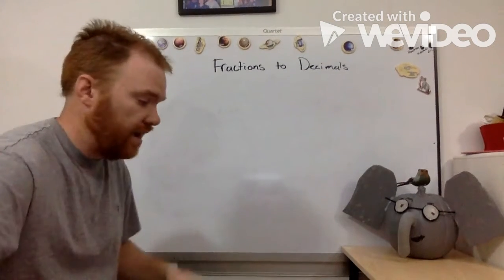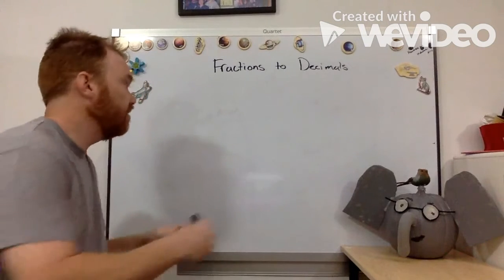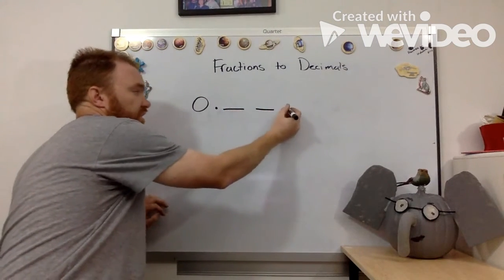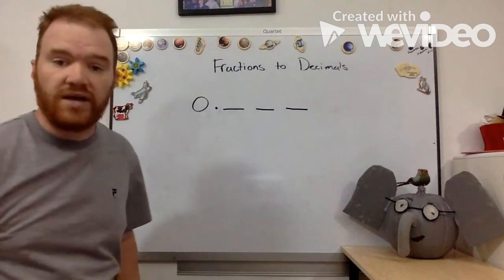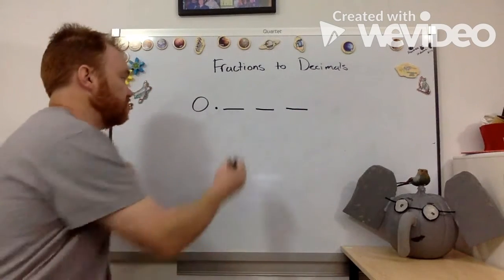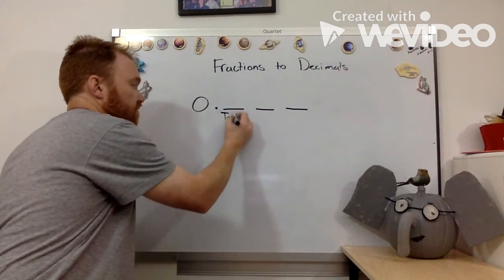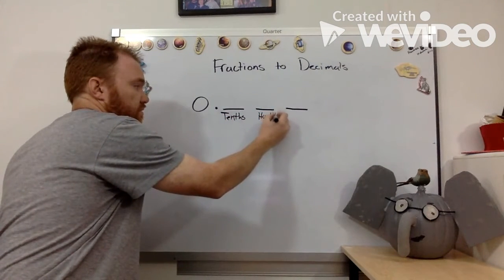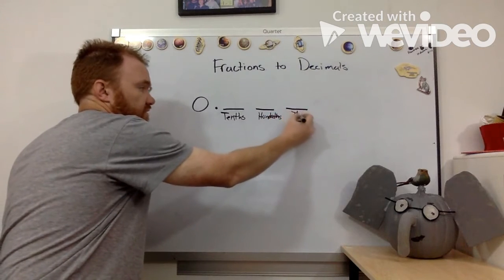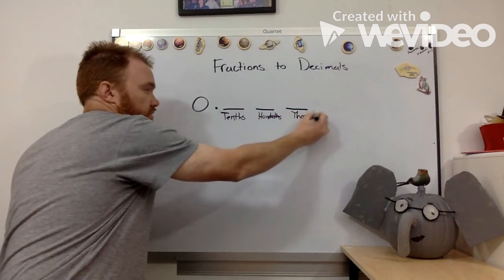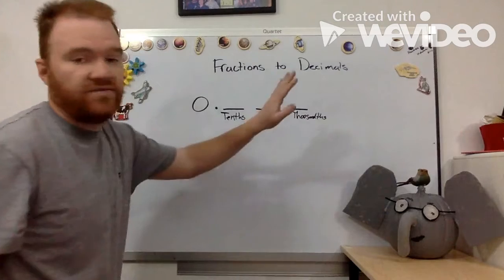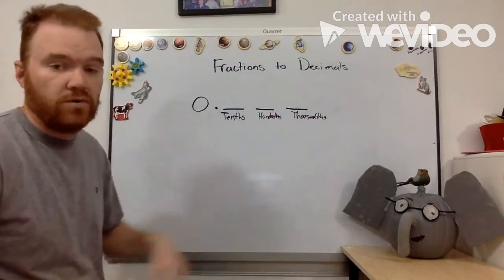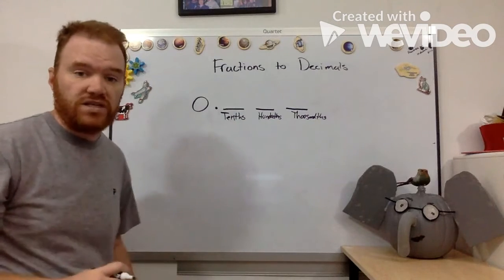Okay, I'm going to start by doing a review of decimals. We have place values with our decimals. We have tenths, hundredths, and thousandths. Now, of course, we have 10,000ths, 100,000ths, and so on, but we're only going to worry about these three today.